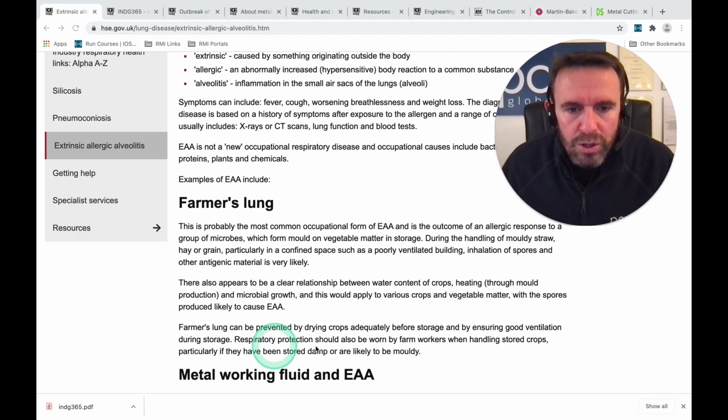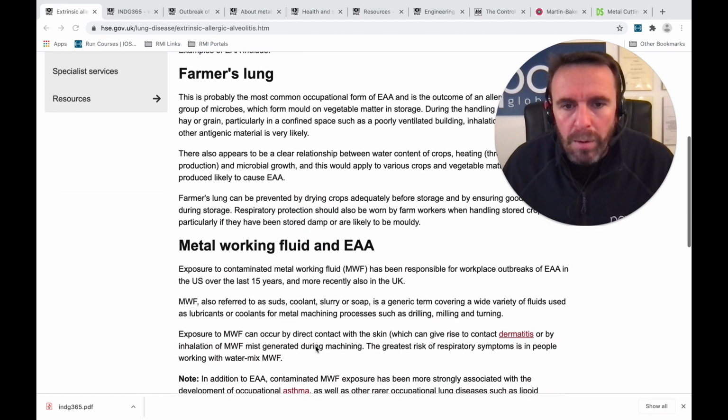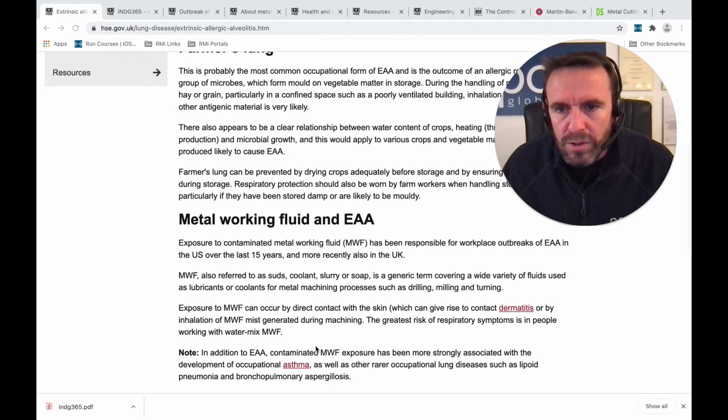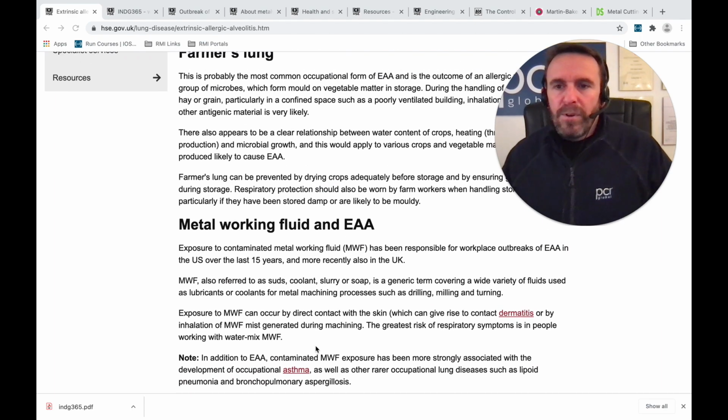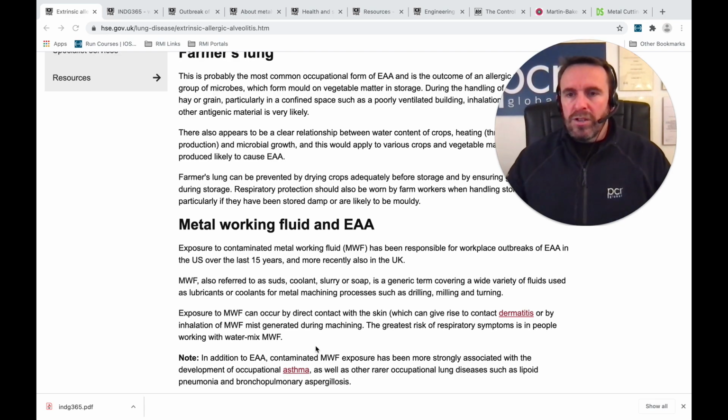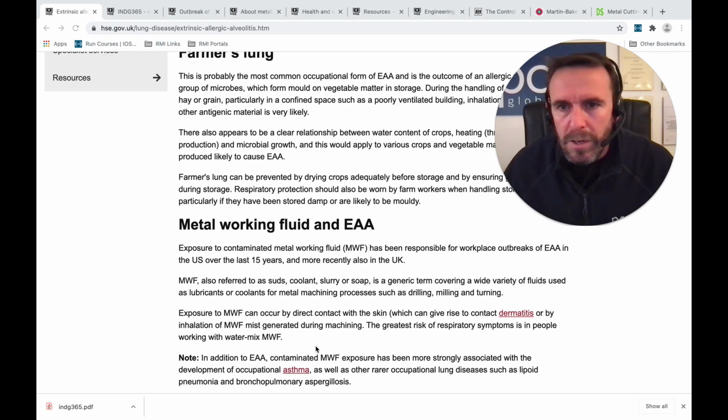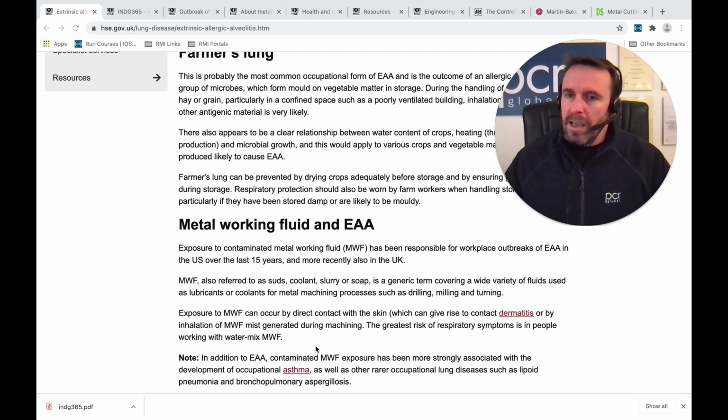What we're going to focus on today is EAA from metalworking fluids. Over the last few years, I've been involved in a number of HSE improvement notices with regards to metalworking fluids. Again, it's not something you'll cover in any type of depth within a NEBOSH General, within an NCRQ for managers, or within your IOSH Managing Safely. It might get discussed, but it's certainly not a big part of the syllabus.